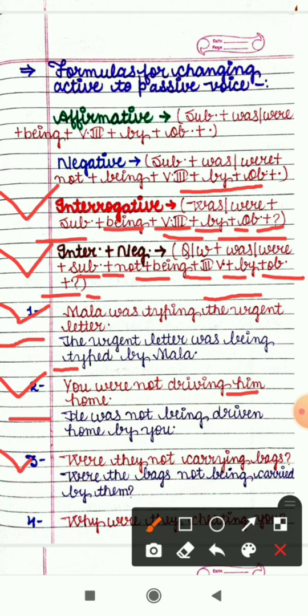Third sentence is: Were they not carrying bags? Subject is they and the object is bags. That means our new subject will be bags, which is plural, so we will use "were" with it. Were the bags not being carried by them? Them is the objective case of they.